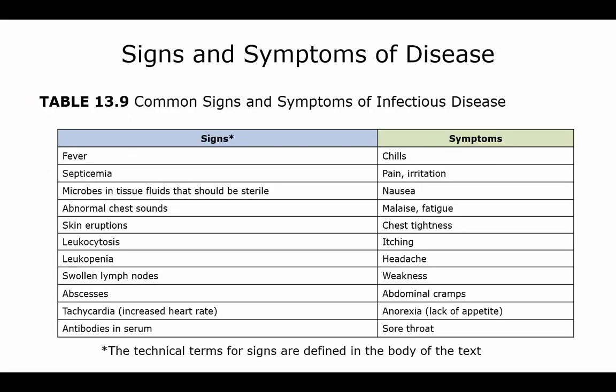So if we look at table 13.9, we get some good examples of signs versus symptoms. Like fever is a sign, right? Because you can get a thermometer and you can determine if that temperature is above normal. Chest sounds, that's a sign, right? Because you can actually listen, you know what's normal versus abnormal. You can get a white blood cell count, right? So leukocytosis, leukopenia, abnormal white blood cell count. Those are things that you can actually run tests on.